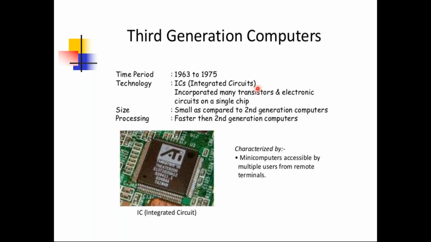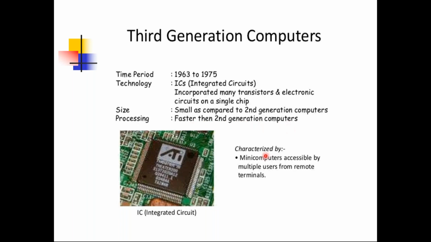Whatever was present in the second generation, like connecting wires and connecting transistors, everything was printed on a single board, such that it looks like a compact laptop nowadays. Everything was printed on the boards. Size is small as compared to second generation. So from first generation to second generation, the size has reduced. Now again from second to third generation, the size has reduced still, and the processing speed is faster than second generation computers.